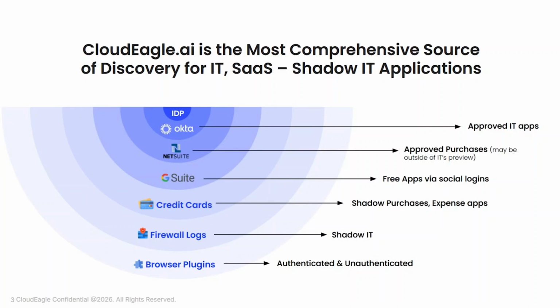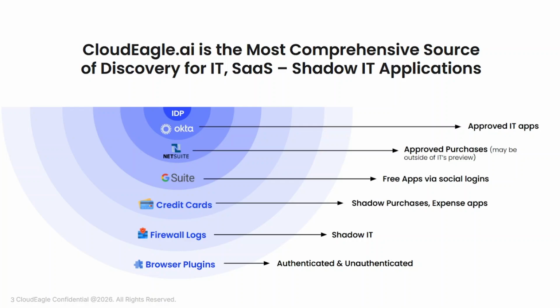CloudEagle is the most complete source of SaaS discovery available today. We pull data from identity providers like Okta or Azure AD to capture SSO authenticated apps. We connect to your finance systems and credit cards to identify shadow purchases and expense apps. We analyze firewall logs to detect unauthenticated and unmanaged app usage. Our browser plugin captures everything else, including free apps accessed via social logins that would never appear anywhere else.